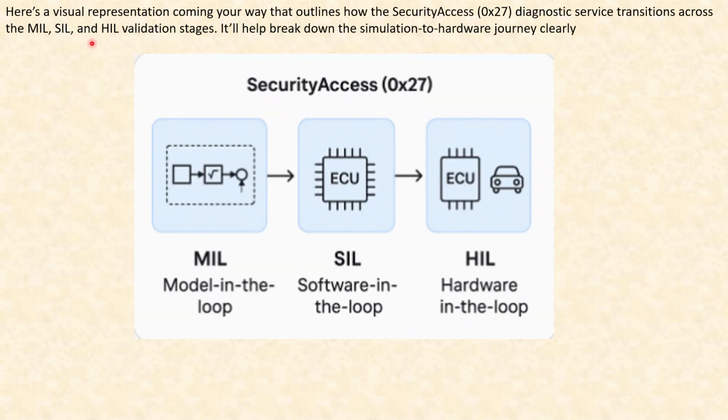So here's a visual representation coming your way that outlines the security access and diagnostic service transitions across the MIL, SIL, and HIL validation stages. It will help break down the simulation to hardware journey, and I request all of you to understand this drawing very carefully. Model in loop: just the logic. Software in loop: the software in the ECU. And hardware in loop: the actual ECU plus the actual vehicle or simulated vehicle, but the ECU will be the actual hardware. Okay, so I hope all of you got a clear-cut idea about HIL, SIL, and MIL. Thank you.